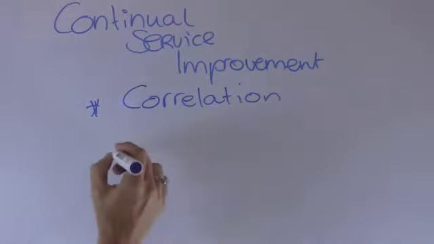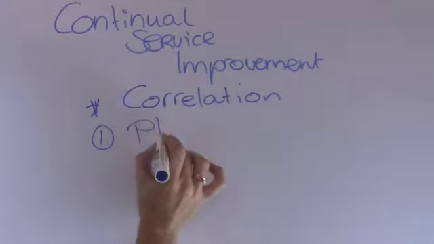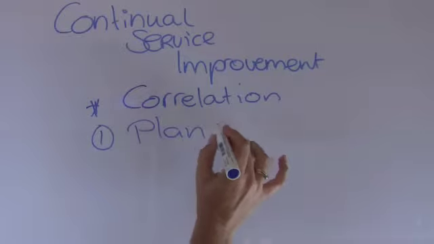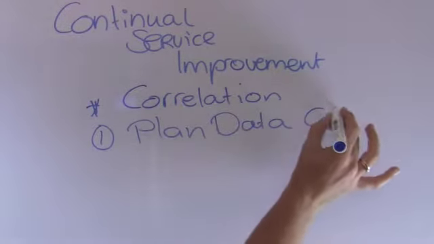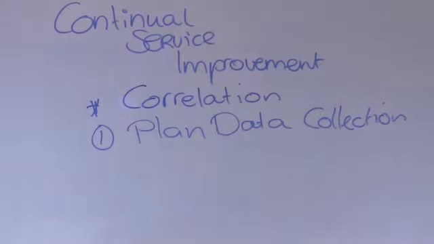So first of all, number one, plan. So it's the same thing as always, plan, do, check, act. So plan your data collection. So that's step one. So what is the input that you're going to use? What are the potential causes? So can you make any predictions at this stage? So it's really all about planning.